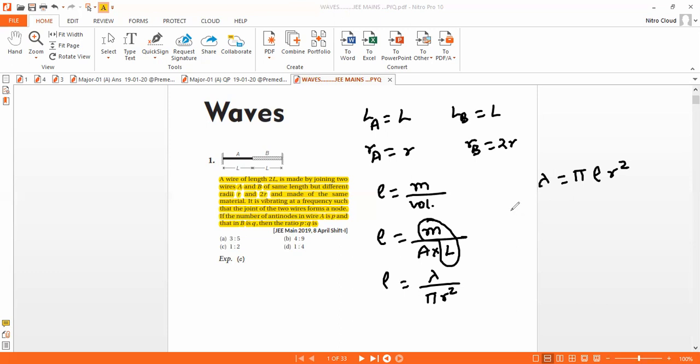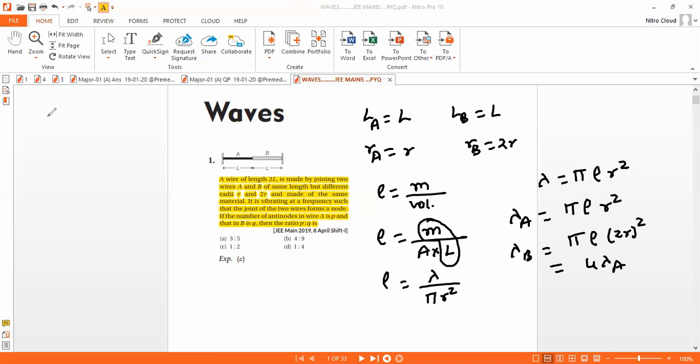Now first, lambda A equals pi rho r square, where rho is the density. Both are made of the same material. And lambda B is pi rho times 2r whole square, which we can write as 4 times lambda A.